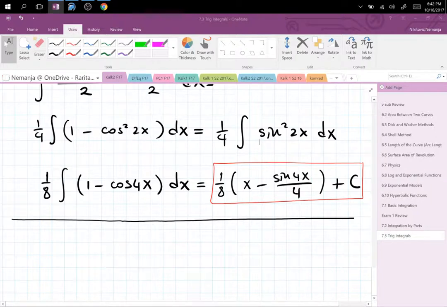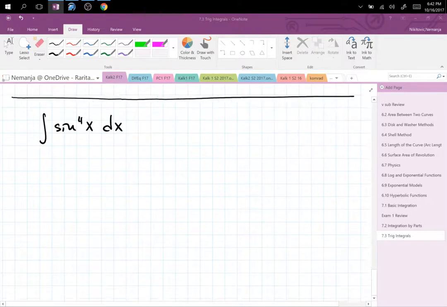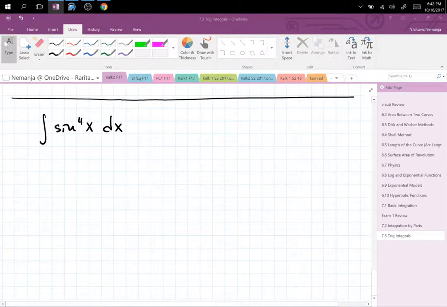Since you all spent time working on the sine to the 4th expansion at home, I don't want that to go to waste. So your next example is to use the expansion you did at home to do this.